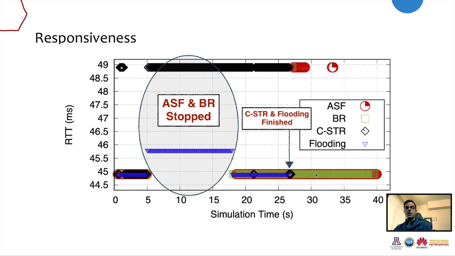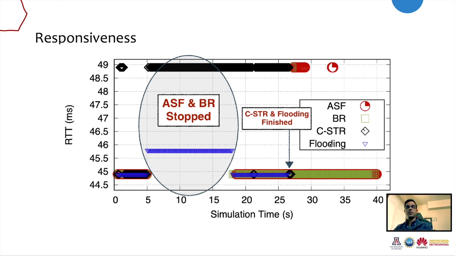C strategy and flooding, which are represented by black and blue lines, on the other hand, immediately switched to another path. And that is because they do not rely on a routing protocol or any centralized controlling module to find an alternative path. And actually, that is why C strategy and flooding finish downloading this content much sooner than ASF and best route.